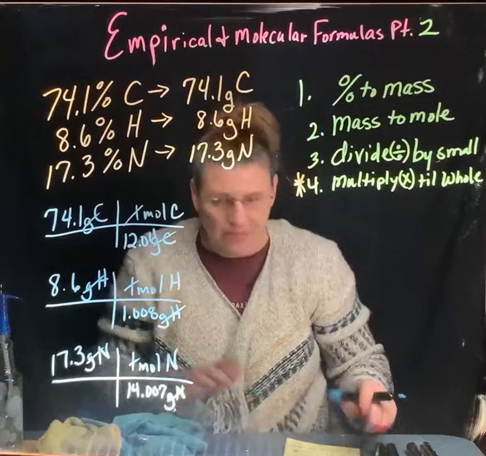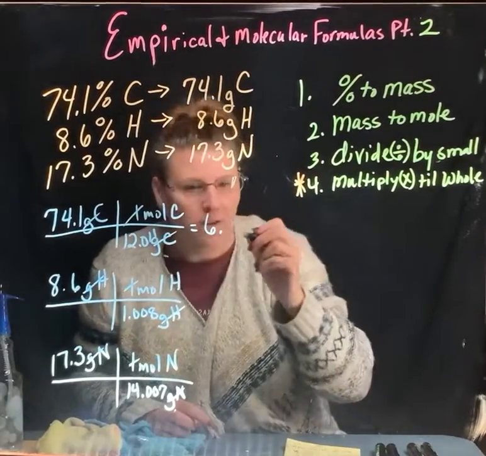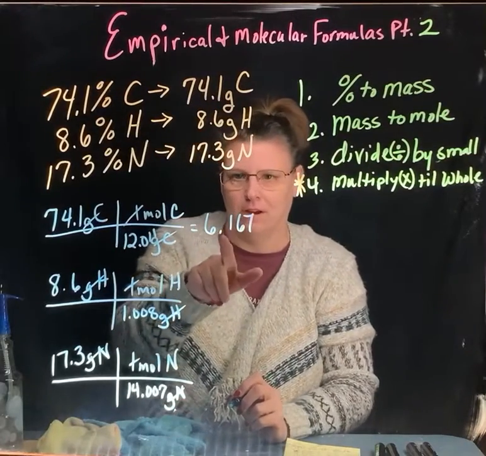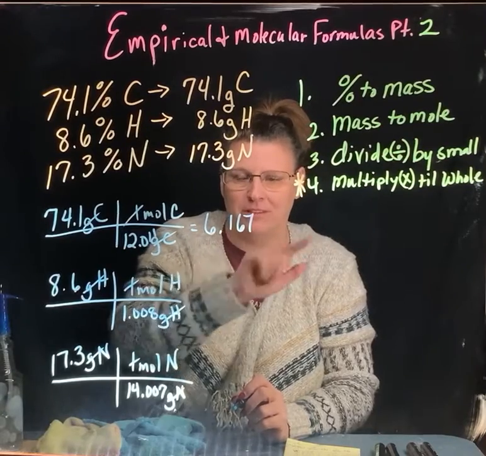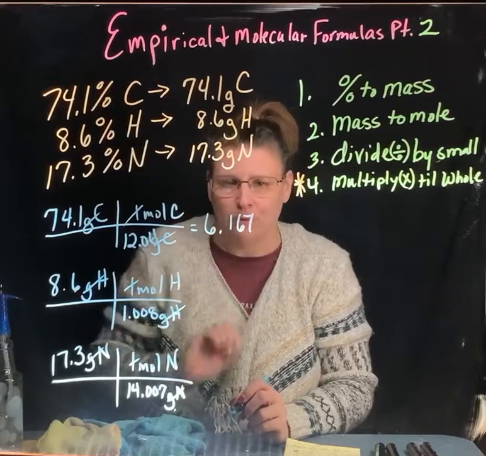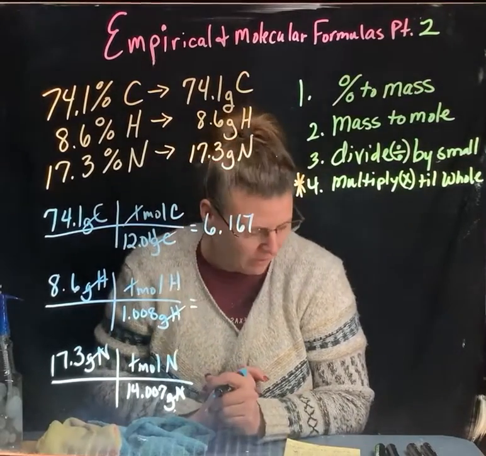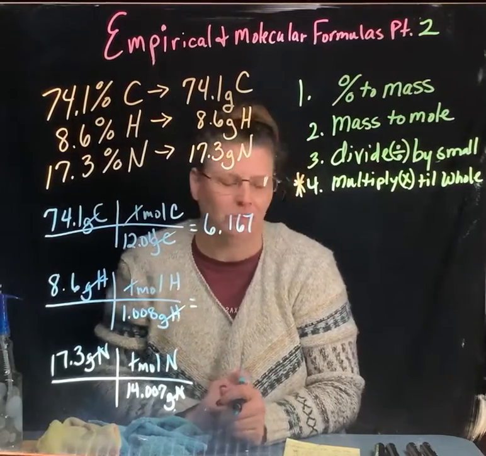When you divide this out, you're going to end up with 6.167 or 6.17. I would say go out at least 4 digits if you can, because you usually get better results that way. You can go out 3, but no less than 3, okay?